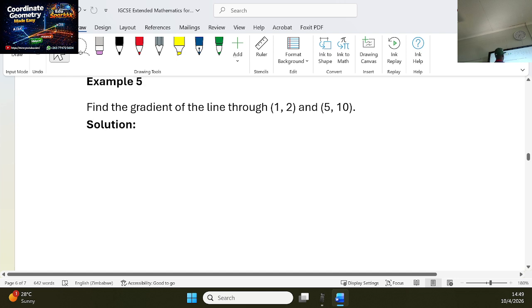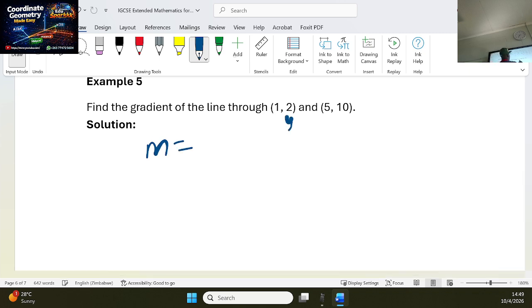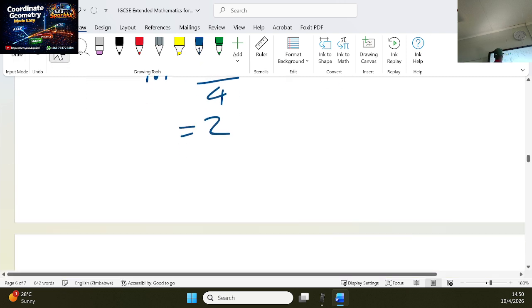Then moving to number 5, find the gradient of the line through those points. So I'm looking for m, and I'm interested in the change in y. So it's 10 minus 2, it gives me 8, over the change in x, 5 minus 1, that's 4. So my gradient is actually 2 again.